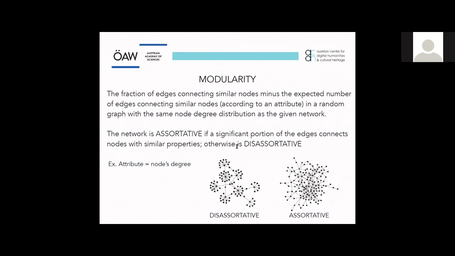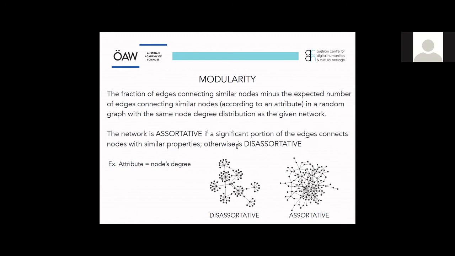How can we study this homophily? We introduced the concept of modularity, that is the fraction of edges connecting similar nodes minus the expected number of edges connecting similar nodes according to an attribute in a random graph. So it was the same thing that I was telling before. We compare, for example, how people with the same ethnicity are connected together to a network with the same degree distribution, and we see if there is a signal or not. And we can define the network as assortative if a significant portion of the edges connects nodes with similar properties.